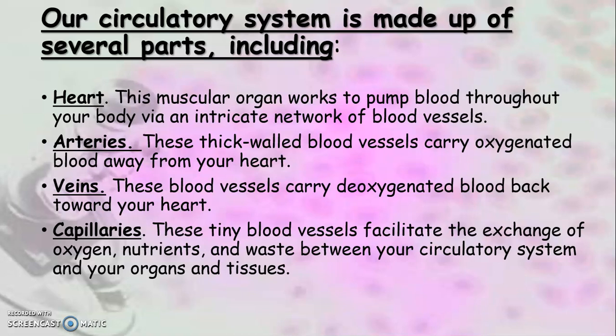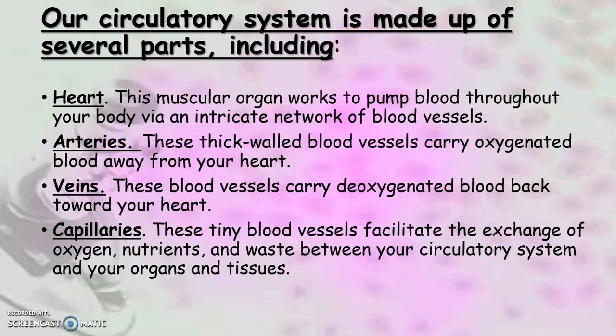Third is veins. These blood vessels carry the deoxygenated blood back toward your heart. And capillaries. Capillaries, these tiny blood vessels facilitate the exchange of oxygen, nutrients, and waste between your circulatory system and your organs and tissues. Capillaries connect the arterioles and venules. They allow the exchange of material from blood to the cell and vice versa.